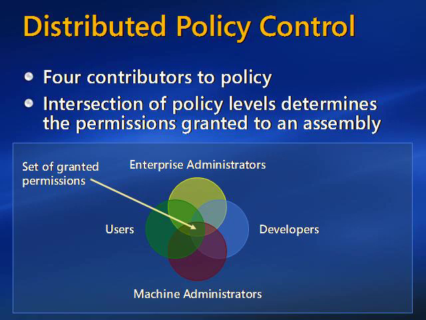And there are four contributors to policy. There are enterprise administrators, machine administrators, users, and developers. And each of these four groups gets to have a say in the policy. And if one of them is going to say, I'm not going to allow any code from, say, the internet to run, then it blocks out that ability. It's the intersection that defines what permissions are given to an application.